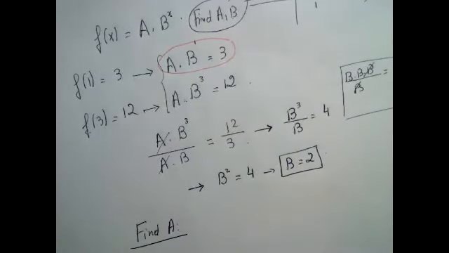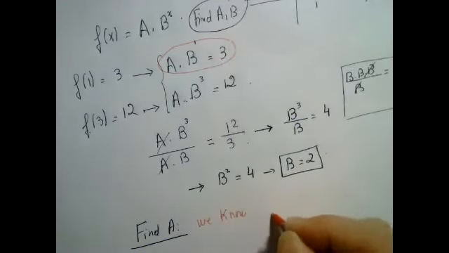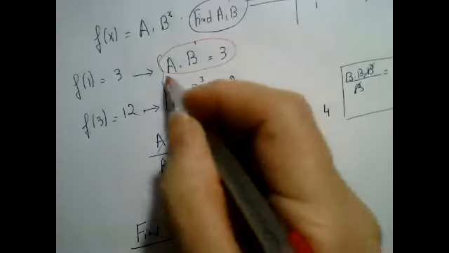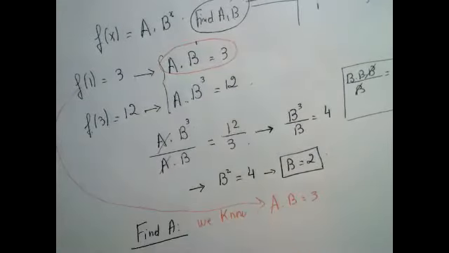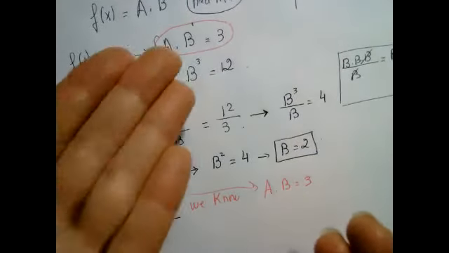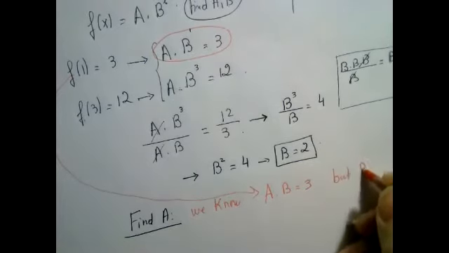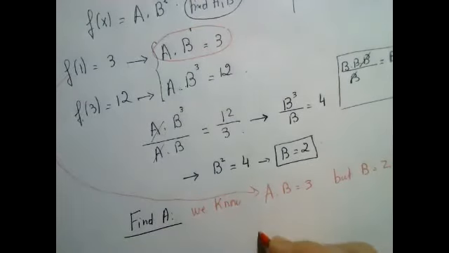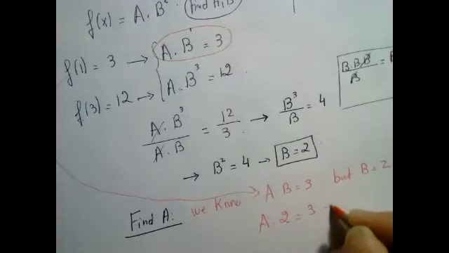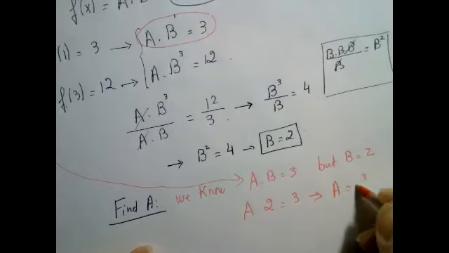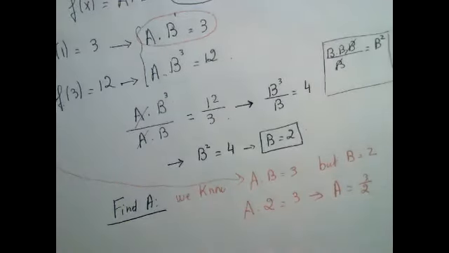So to find a, we say that we know a times b is equal to 3. That's this equation right here. That's the one I am using. So I use one of the data I have to find b, but b is 2. So I get a times 2 is equal to 3. And now I solve for a, which is going to give me 3 over 2.